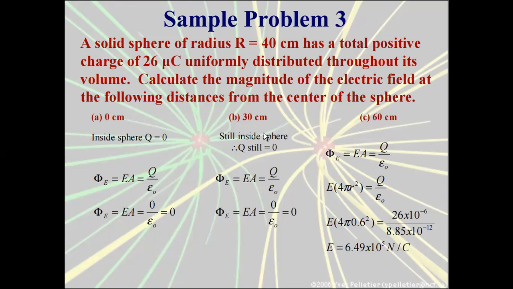Now for 30 centimeter, still inside the sphere, the total amount of charge will be 0, so in this case the field is also 0. Similarly for 60 centimeter, the electric flux around the surface is Q by epsilon naught, but the radius will be 0.6 meter, because the sphere's radius is 40 centimeter. Around the 60 centimeter surface we get the electric flux, and this also includes the center, because 30 centimeter is within.